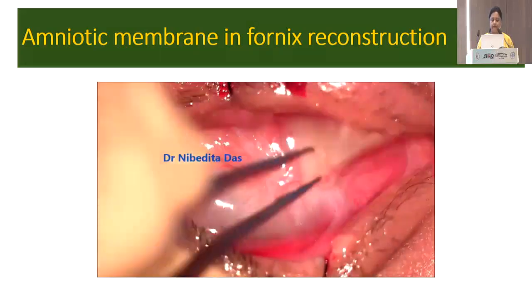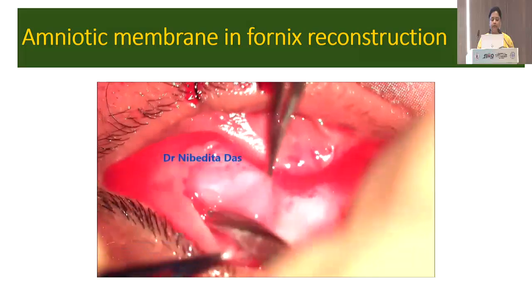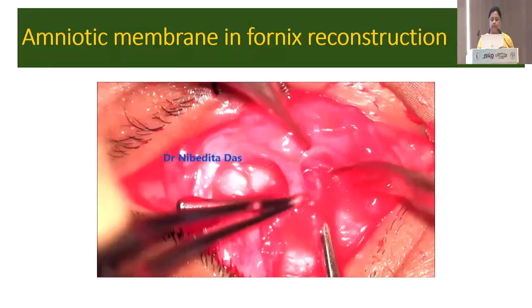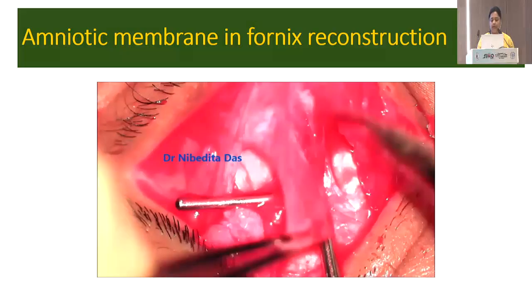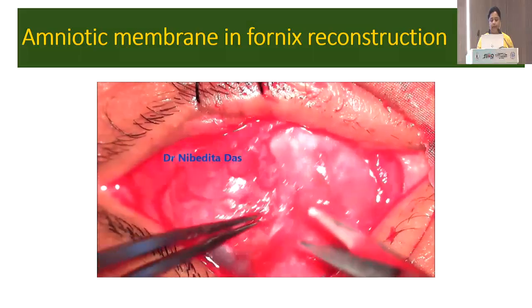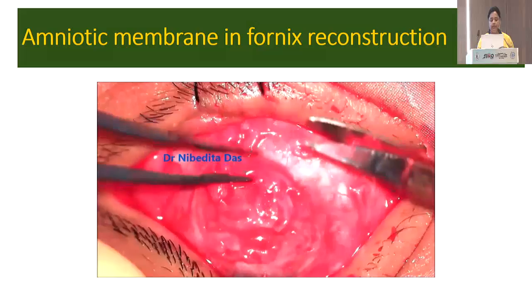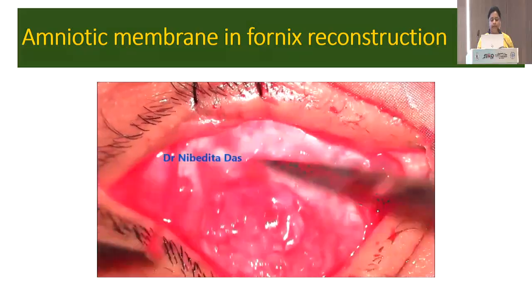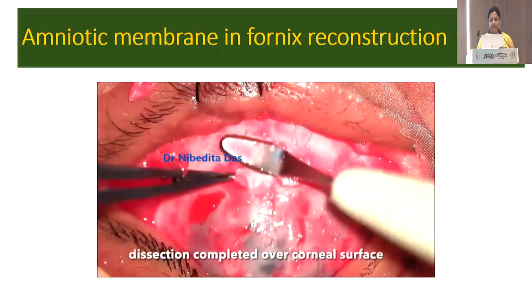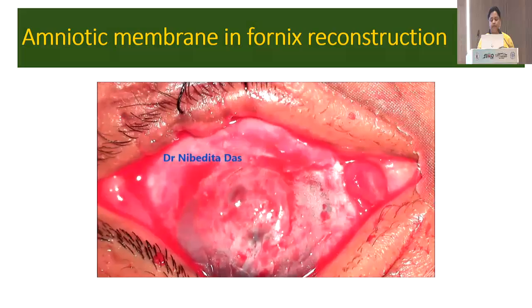First, subconjunctival adrenaline has been injected to reduce the bleeding. Dissection of the symblepharon started from the fornix here. You have to tag this extraocular muscle, otherwise it is very risky, as you may cut it thinking that it is scar tissue. The scar over the corneal surface has been dissected gently. This is the superior rectus muscle. The dissection is completed over the corneal surface.